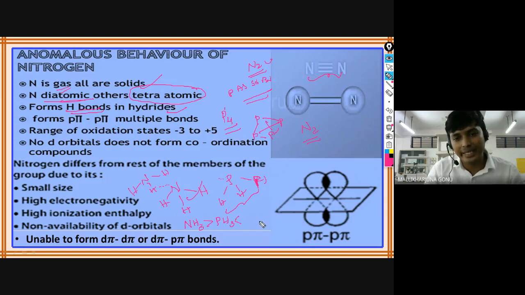Then again that will be increased. So here only it is reverse. The rest, next to phosphorus, AsH3, will have more. Next, antimony will have more. Next, bismuth will have more. So that's how the boiling point varies, due to the hydrogen bonding.